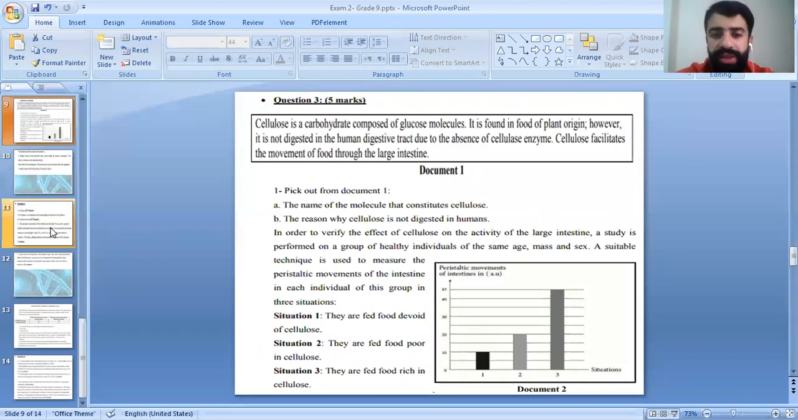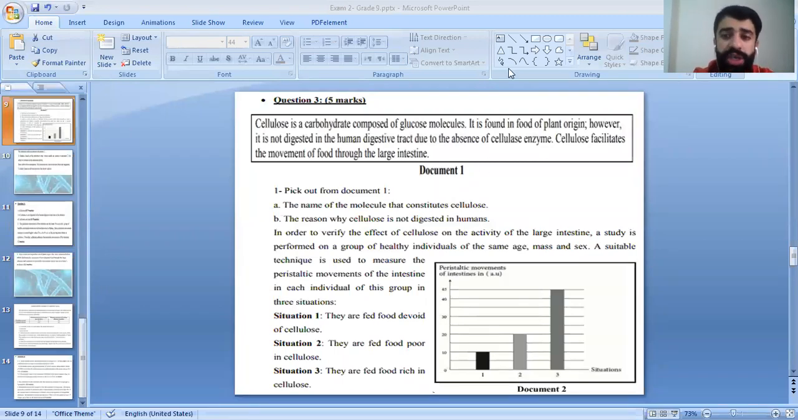Cellulose is a carbohydrate composed of glucose molecules. It's found in food of plant origin. However, it's not digested in the human digestive tract due to the absence of the cellulase enzyme. So cellulose is not digested in the human digestive tract. Why? Since we don't have the cellulase enzyme.